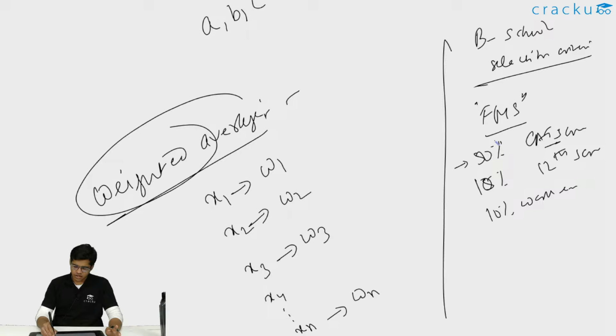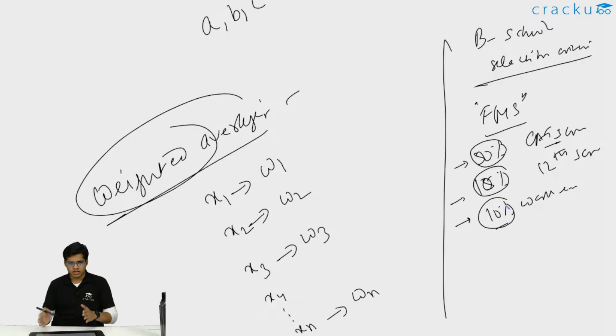CAT score, it is giving a weight of 50%, means 0.5. 12 score, it is giving a weight of 10%, means 0.1. WORKX, it is giving a weight of 10%, means 0.1. So like this, a weight is being given. This parameter, this x1, is given a weight w1. This x2 is given a weight w2, 10%, 20%, anything.